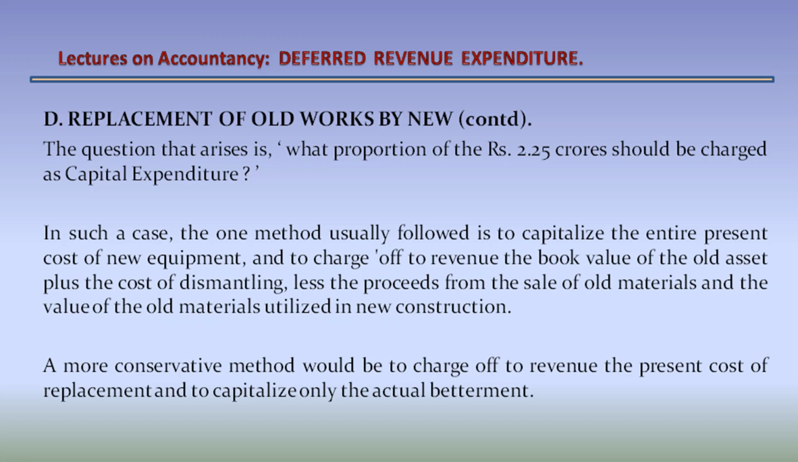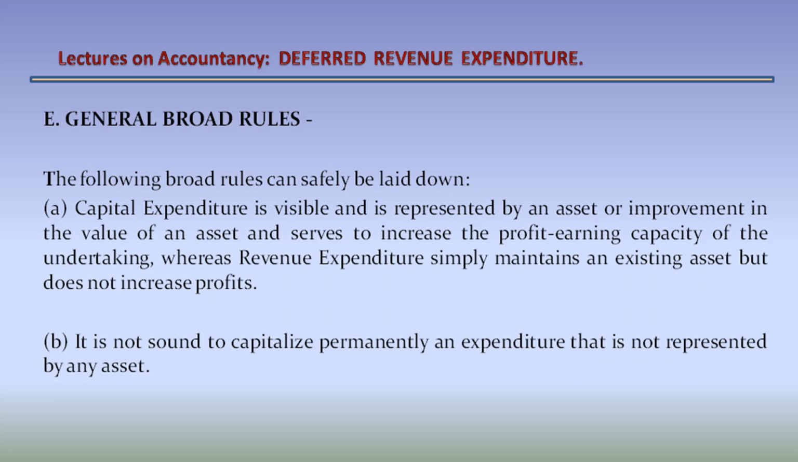only the actual betterment. General broad rules. The following broad rules can safely be laid down. A. Capital expenditure is visible and is represented by an asset or improvement in the value of an asset and serves to increase the profit earning capacity of the undertaking, whereas revenue expenditure simply maintains an existing asset but does not increase profits. B. It is not sound to capitalize permanently an expenditure that is not represented by any asset.